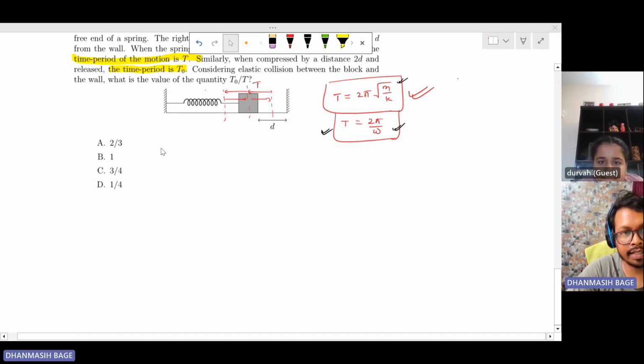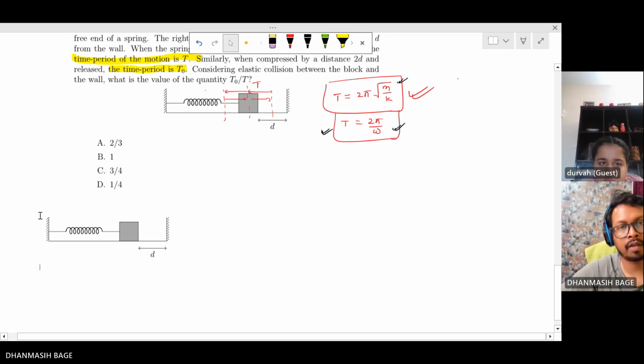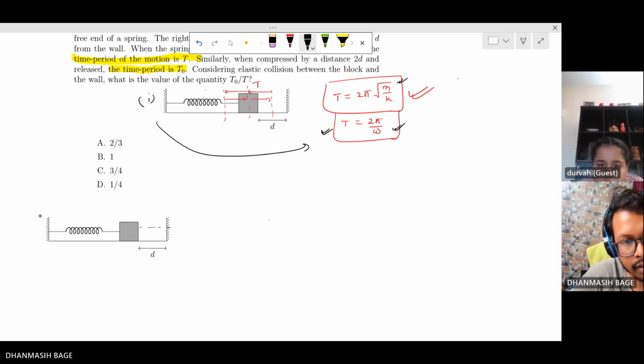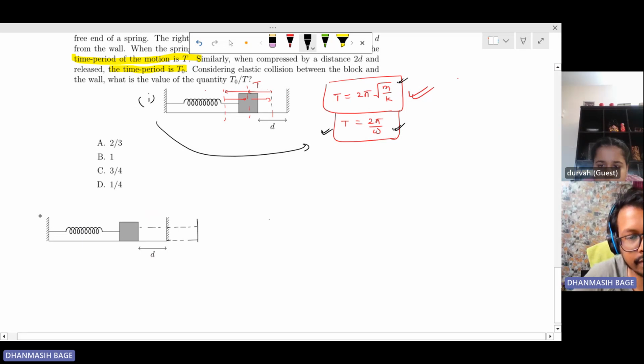Now for the second case. This was the first case, and the time period is given by this much. In the second case, we are taking 2D distance. It was supposed to be in this direction, right? Suppose like this distance, 2D. So it will be something like this. You will compress it up to this much. From here to here, this is 2D distance.